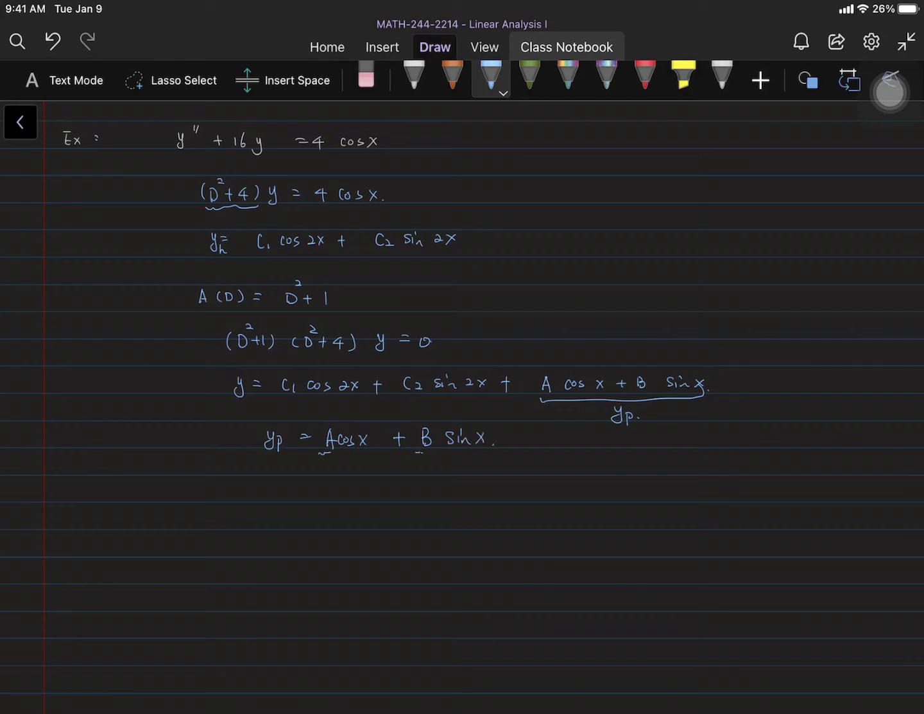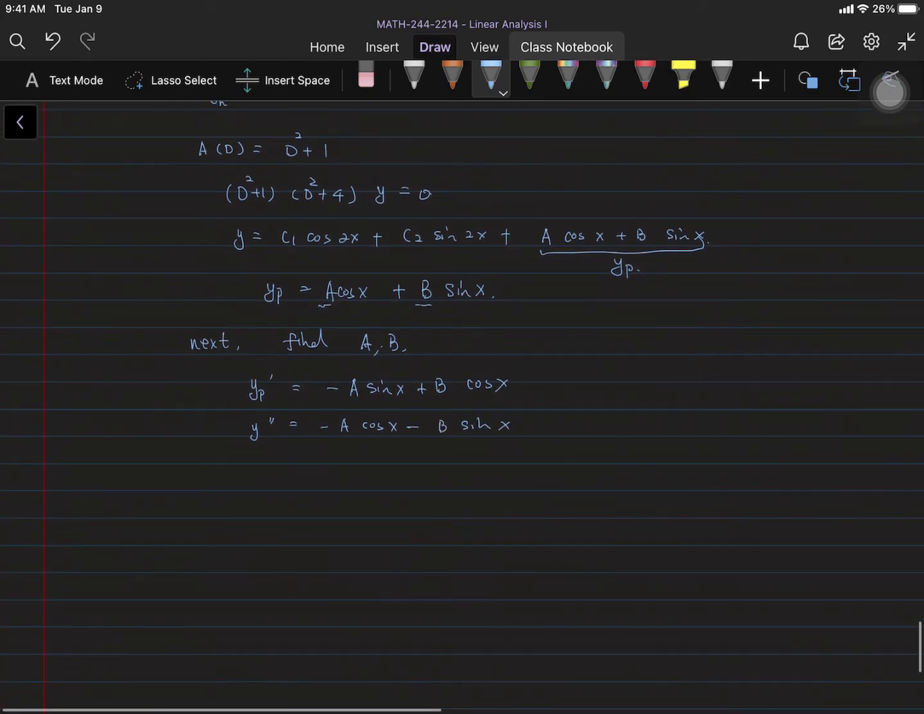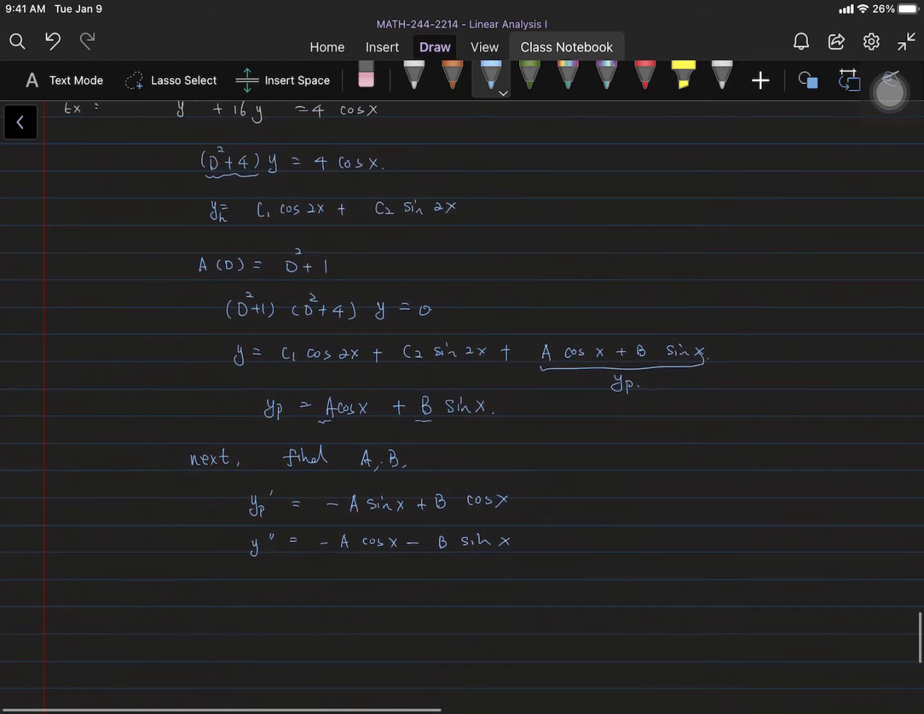Next, we need to find the A and B. So find A, B. How? Plug this into original differential equation. And before we plug in, we need to find the second derivative. So negative A sine plus B cosine, and negative A cosine minus B sine. Is that correct?